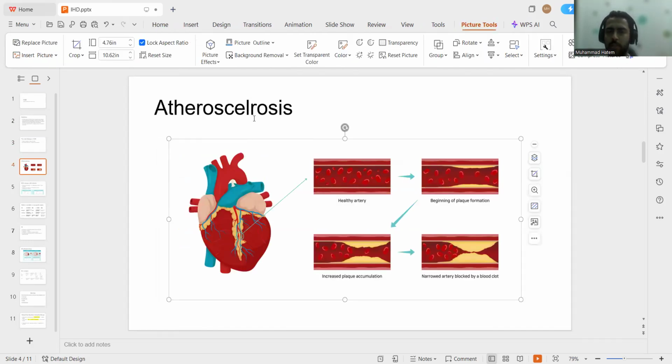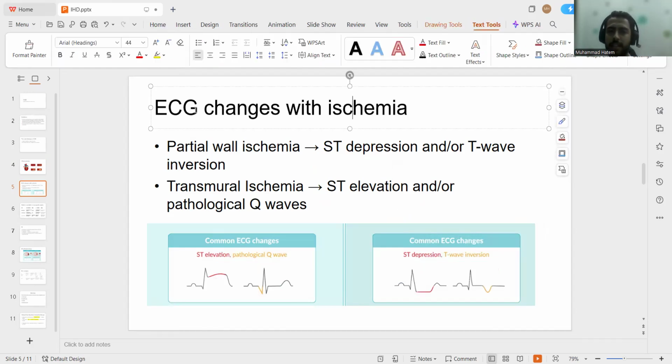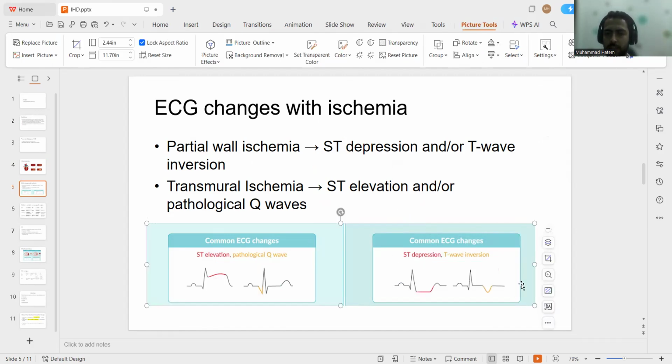So this is the pathophysiology of atherosclerosis. It basically involves an accumulation of a plaque. This plaque progresses with time, causing progressive stenosis of the artery. Also, ischemia may lead to some changes in the ECG. If the ischemia is partial, there is partial wall ischemia, then the ECG will show ST depression and/or T-wave inversion, like this example. If there is transmural ischemia involving the whole myocardial wall, then this will result in ST elevation and/or pathological Q waves.